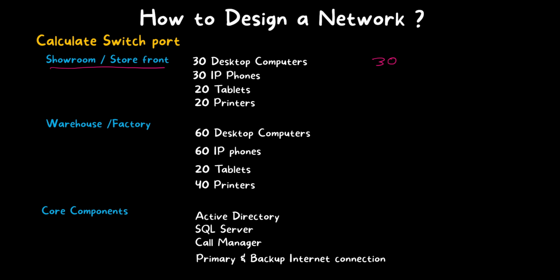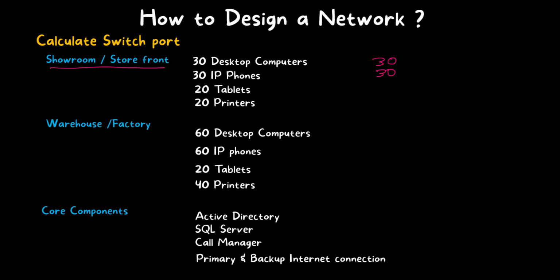Now let's go to the IP phones. How many IP phones are there? The total number of IP phones at the showroom area is 30. To connect 30 IP phones, we need 30 cables and 30 network ports. So the number of ports required for the IP phones is 30.